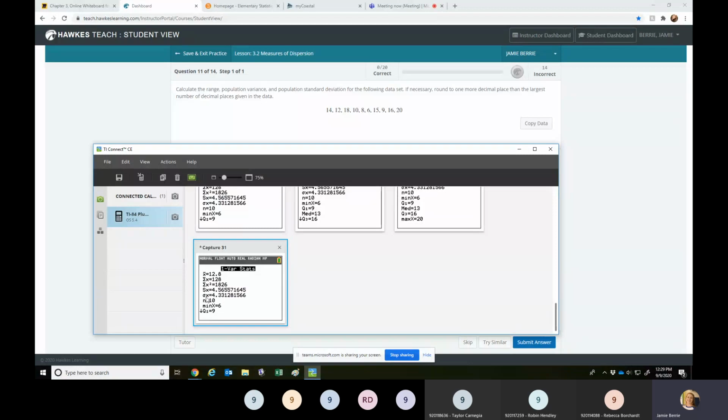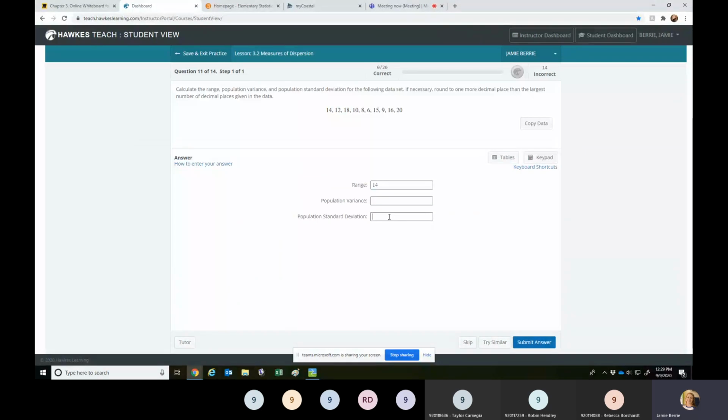What we're going to use right now is this line right here where it says sigma x. That means the population standard deviation. Okay, so the population standard deviation is 4.331281566. Right above it is Sx. That's the sample standard deviation. Now, this problem asked us for the population standard deviation, so we're going to use the one that says sigma. And remember, we're supposed to round to one decimal place, so that's 4.3. So go down here to the population standard deviation and hit 4.3.